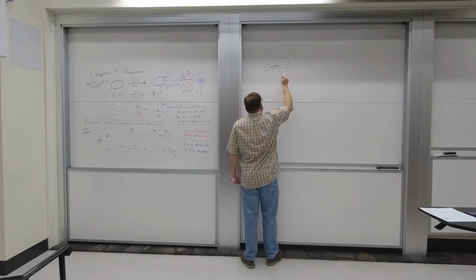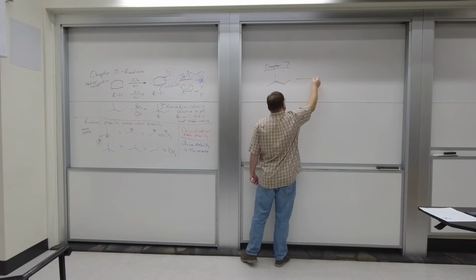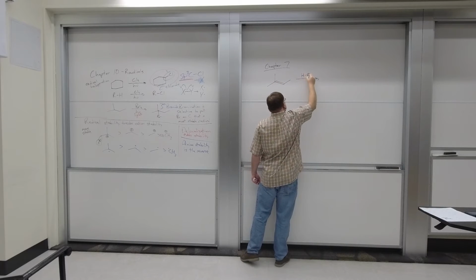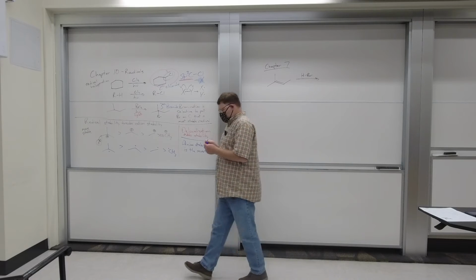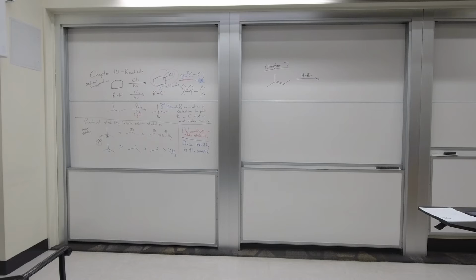All right, so chapter 7. Let's do a little review. Draw the product of that reaction and the mechanism for that reaction. It kind of looks like the same stuff over here, but this is not a radical mechanism. This is an ionic mechanism.